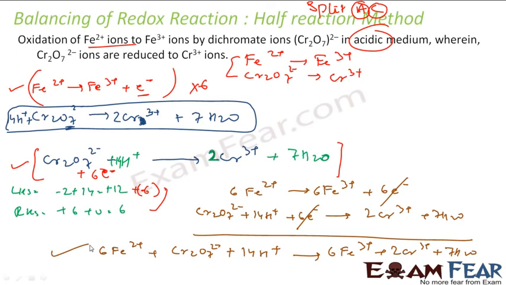Correct? The approach is different. Here it's split, first split, then balance atoms. In atoms you first balance all the atoms apart from oxygen and hydrogen, and then you balance oxygen and hydrogen by adding water or OH- or H+ ions based on whether it is an acidic or basic medium, and then you balance charge. And then once you have two different balanced reactions, you add them in such a way that the electron part is cancelled.